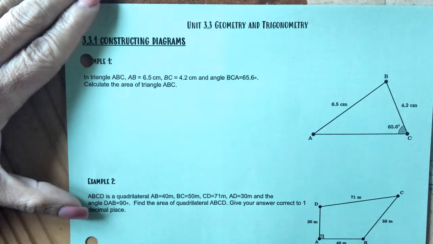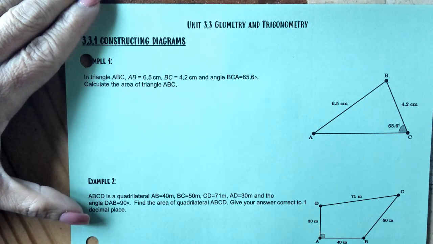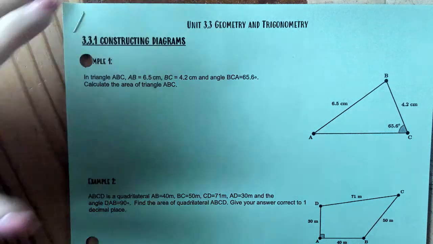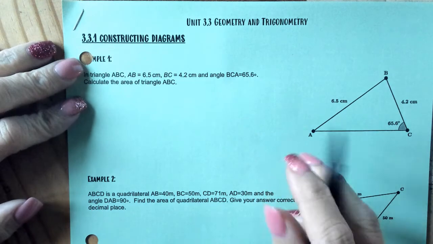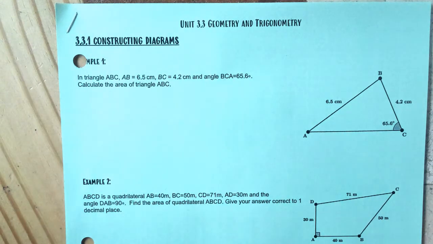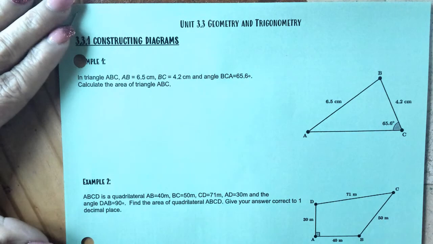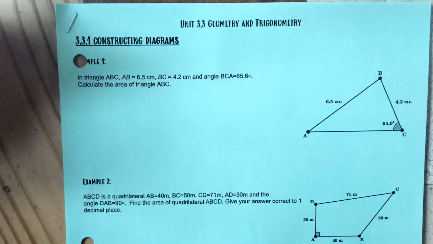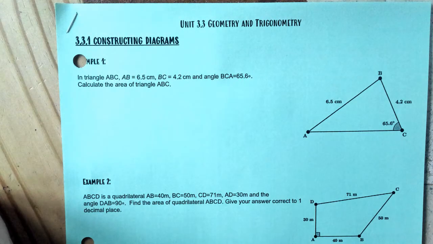Hey gang, so this is unit 3.3 and this is geometry and trig still, but this is going to be a unit on application. So we're not learning anything new, we're just going to apply everything we know about triangles and trig ratios and everything. So this is just a whole lot of examples.